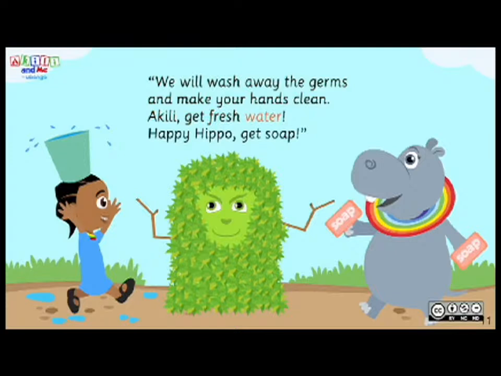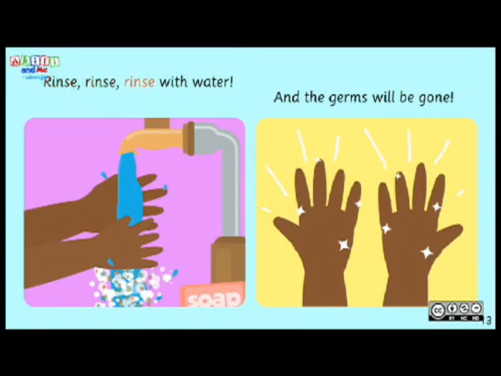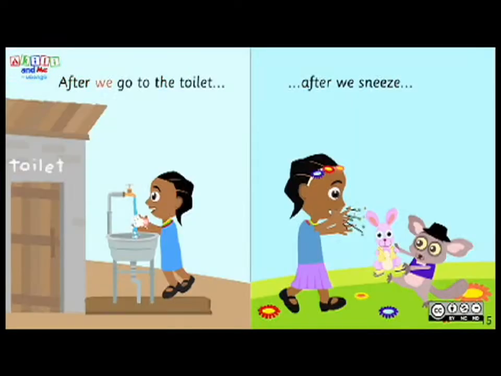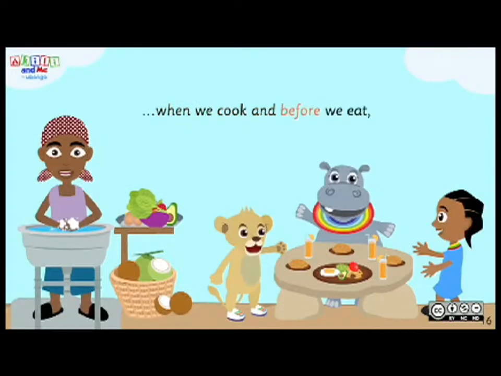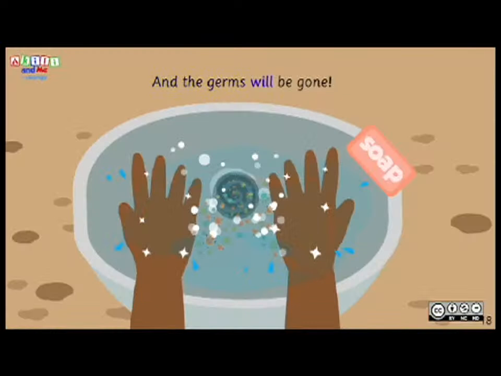Akili, get fresh water. Happy Hippo, get soap. Wash, wash, wash with water. Scrub, scrub, scrub with soap. Rinse, rinse, rinse with water, and the germs will be gone. Akili and Happy Hippo run to tell Little Lion that they found a way to get rid of the germs. After we go to the toilet, after we sneeze, when we cook, and before we eat, we wash with water, we scrub with soap, we rinse with water, and the germs will be gone.